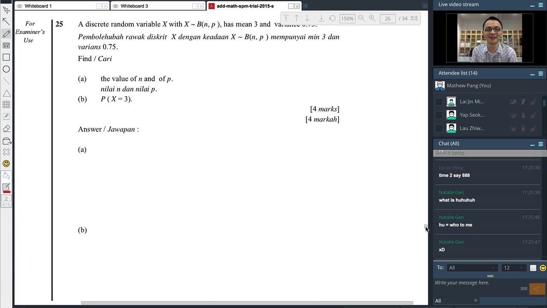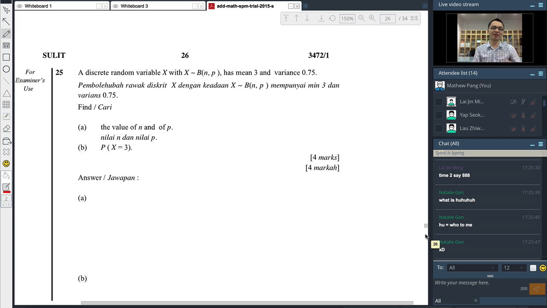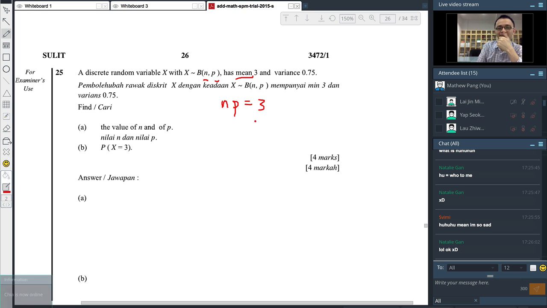Okay, last one. Discrete random variable. For the discrete random variable, they ask you to find n and p. Mean is 3, that means I know np equals 3. And variance is 0.75, I know npq equals 0.75.